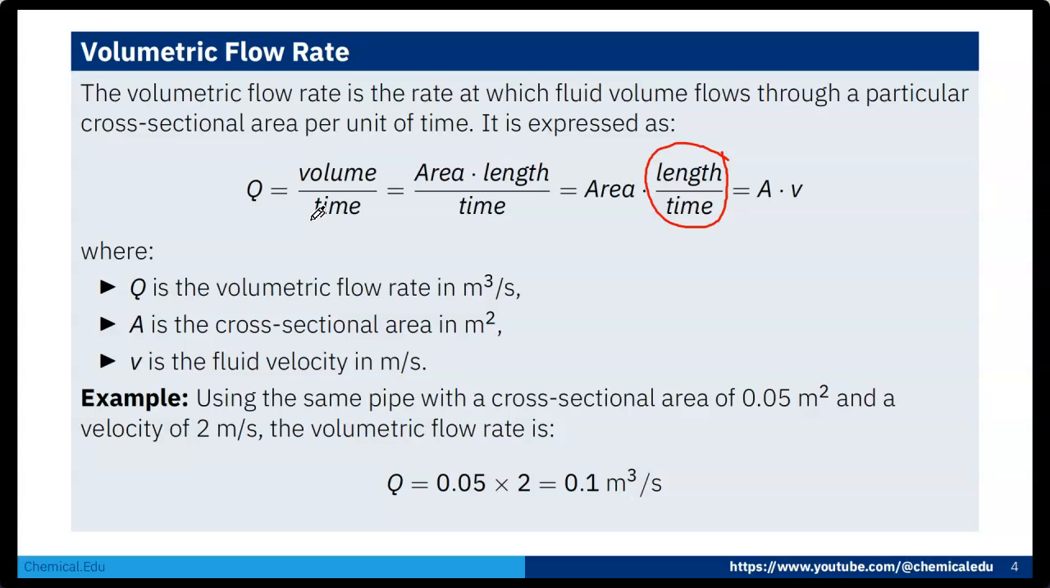Now an example. Using the same pipe with a cross-sectional area of 0.05 meter square and a velocity of 2 meter per second, what will be the volumetric flow rate? Volumetric flow rate is area into velocity. So 0.05 is the cross-sectional area, and velocity is 2. So 0.05 into 2 is 0.1 meter cube per second.